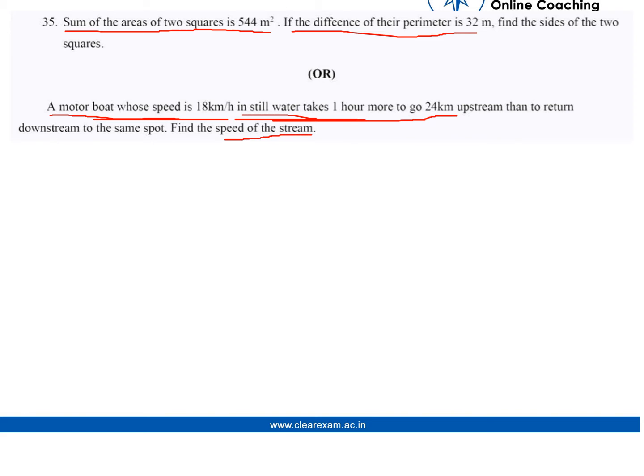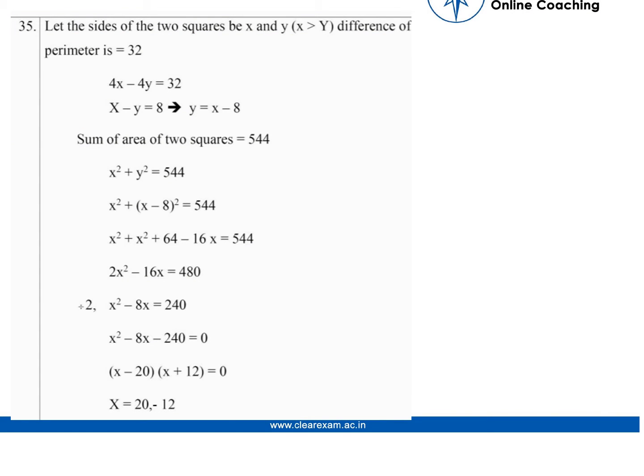So let's check the first question first. Let us assume the two sides of the squares be x and y, and the difference of perimeters is given as 32. So we can say that 4x minus 4y is equal to 32, which gives us x minus y is equal to 8, and so we can infer from this equation that y is equal to x minus 8.